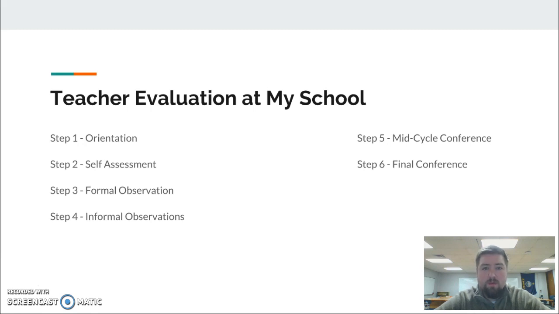The third one is a formal evaluation that the administrator sets up, and they come in for the whole class period. For us, we are on block scheduling, and so they sit in our classroom for the 83 minutes that we're there, and then they come back and they give you what their evaluation of your performance was. Step 4 is the informal observations, and there are several of them.